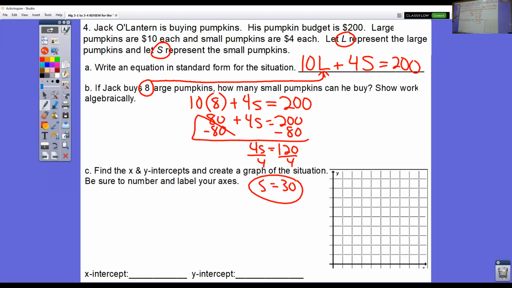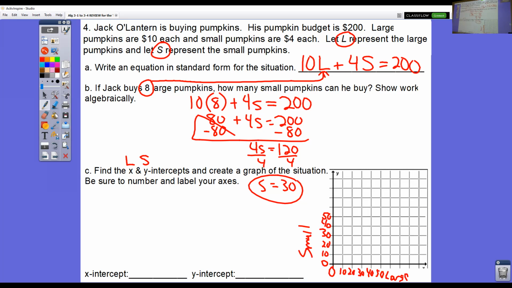In letter C, it's asking you to find the X and Y intercepts. Now, because L comes first, X is really L, and Y is really S. When we go to graph it down here, I'm going to count by 10s going across the bottom part. I'm going to count by 10s going up along the side as well. You have to make sure that you label your axes. So these are small, and these are large.